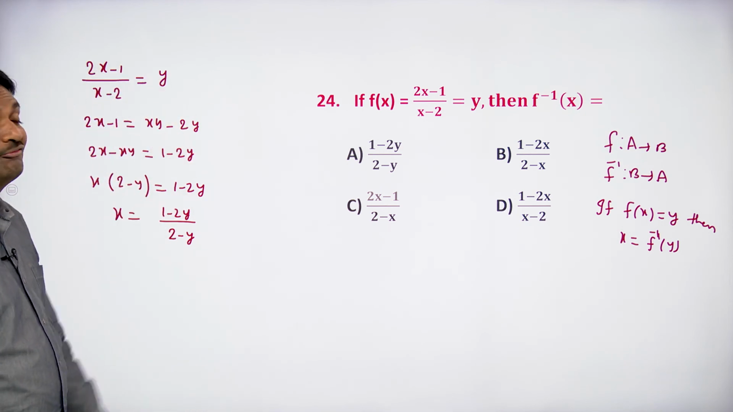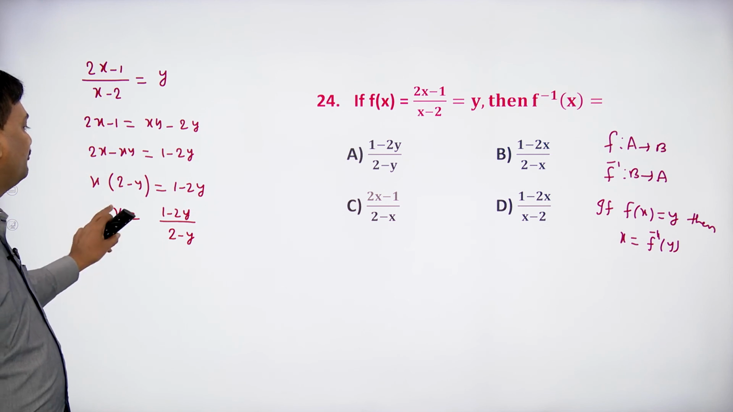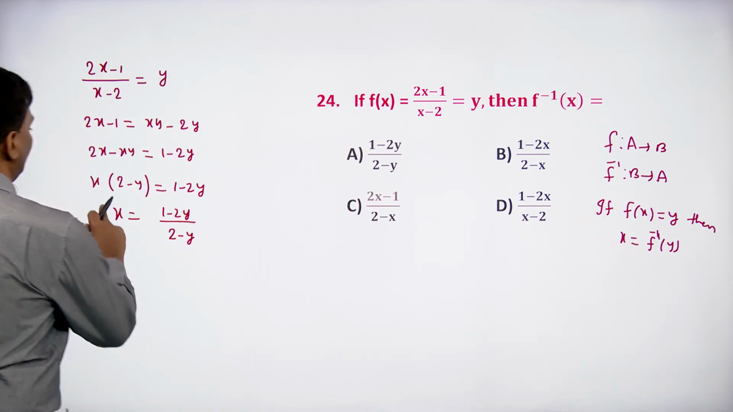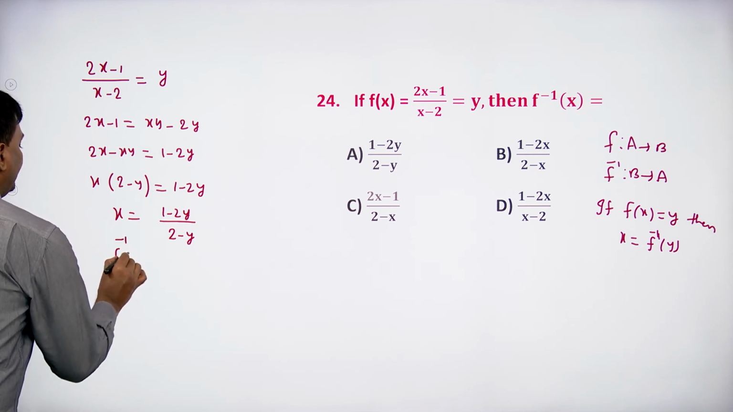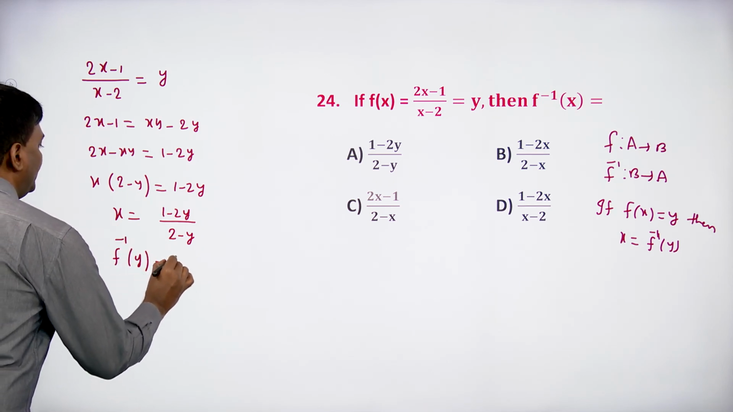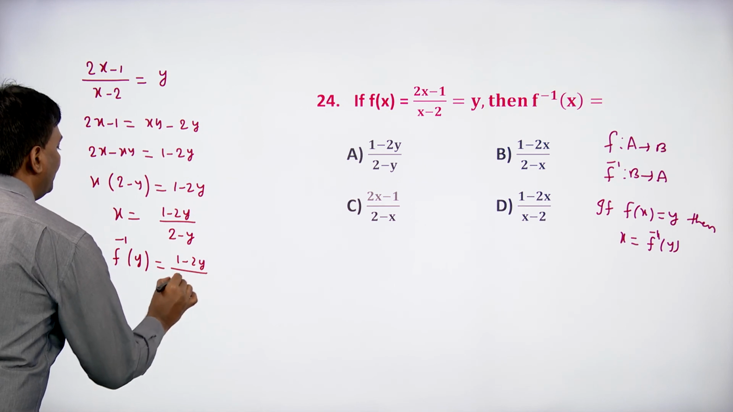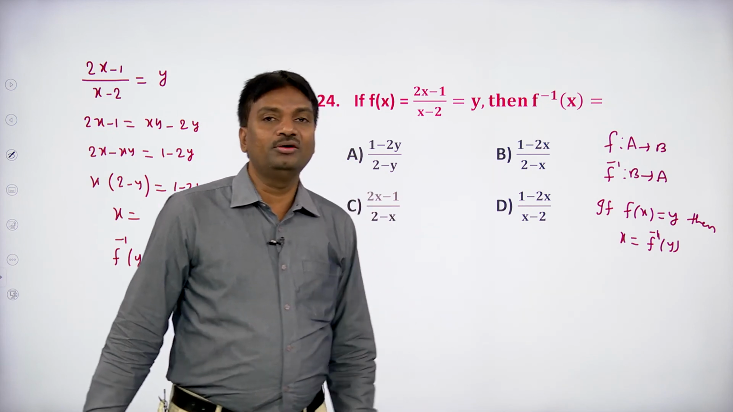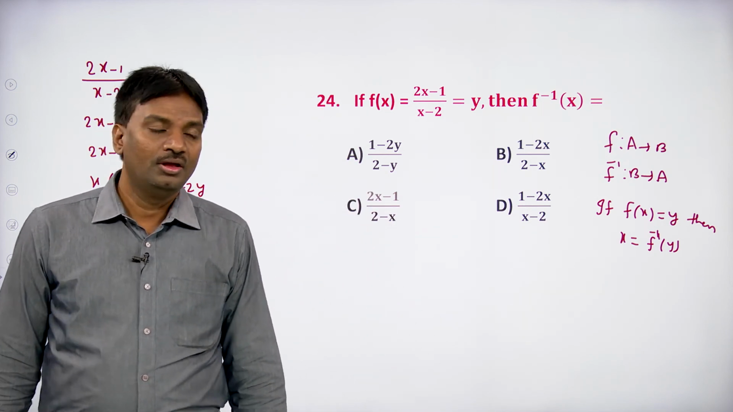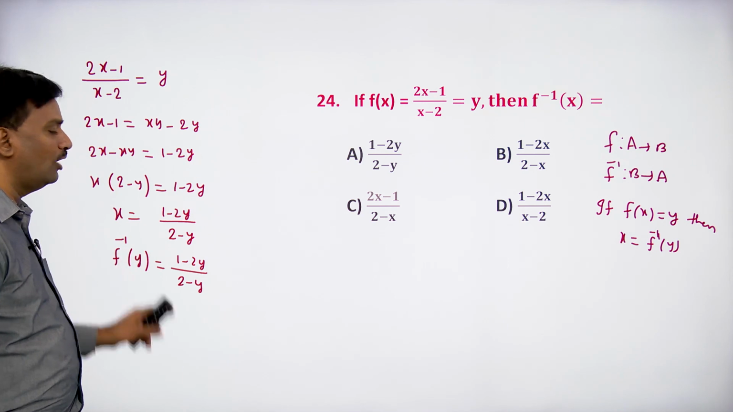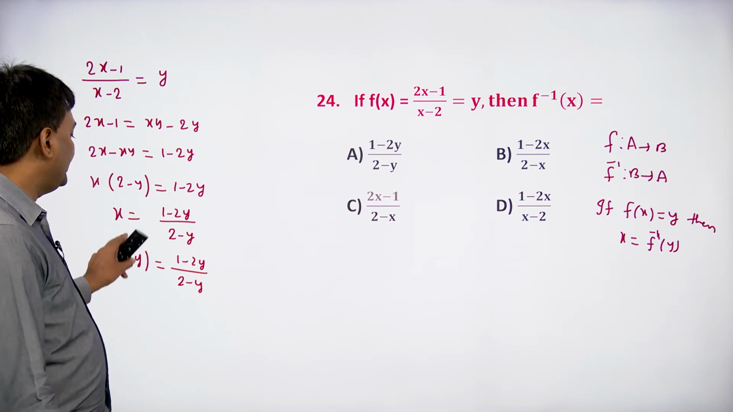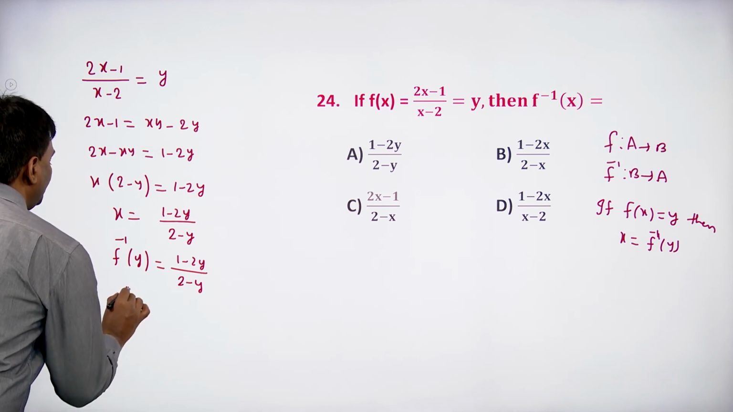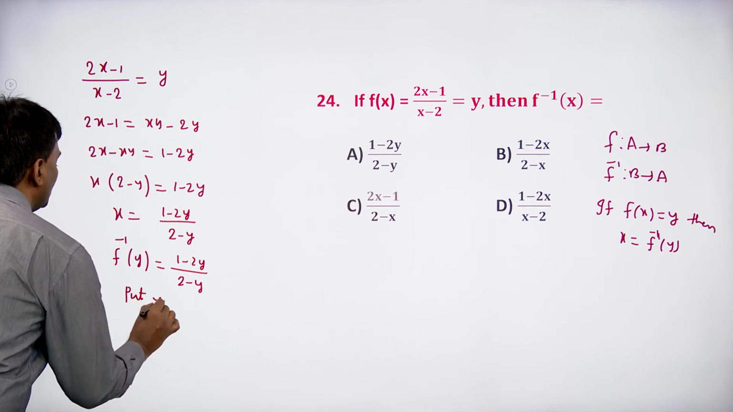Here we have to find f inverse of x. If f of x equals y, then x can be written as f inverse of y. So in place of x, writing f inverse of y, that is (1 minus 2y) by (2 minus y). But according to the problem, we have to find f inverse of x, but here we have f inverse of y. To get f inverse of x, in place of y, write x. So put y equal to x.